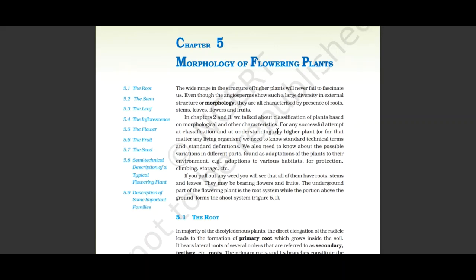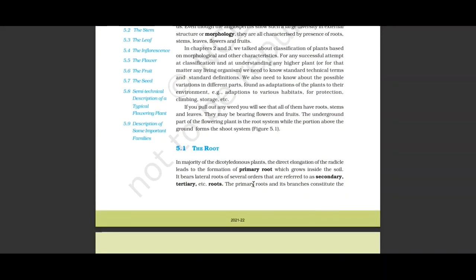In chapters 2 and 3, we talked about classification of plants based on morphological and other characteristics. For any successful attempt at the classification and at understanding any higher plant, or for that matter, any living organism, we need to know standard technical terms and standard definitions. We also need to know about the possible variation in different parts found as adaptation of the plants to their environment. Example, adaptation to various habitats for protection, climbing, storage, etc.